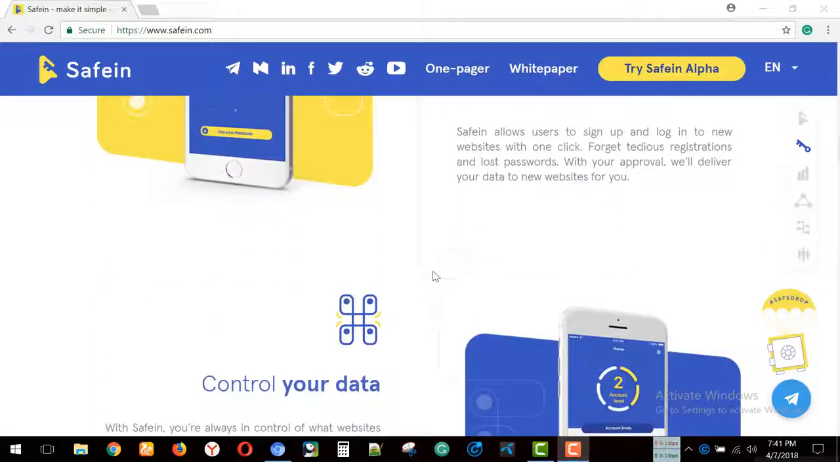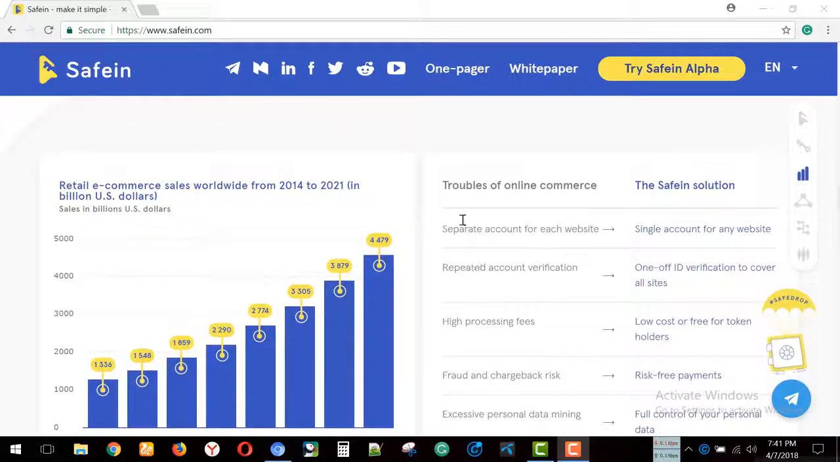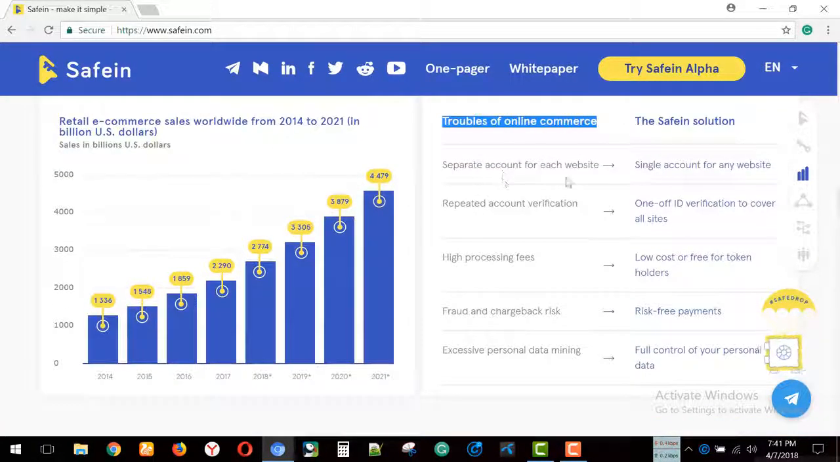Before I talk about these features, I would like to talk about why the project is important today. If you want to talk about the importance of the project, then see what problems we actually face today as online e-commerce users. So these are the troubles of online commerce today. So many problems are faced regularly by users. Users need to have a separate account for each website. Then users have to face the problem of repeated login, which is really irritating and time consuming.